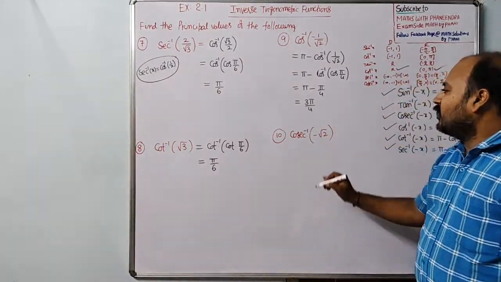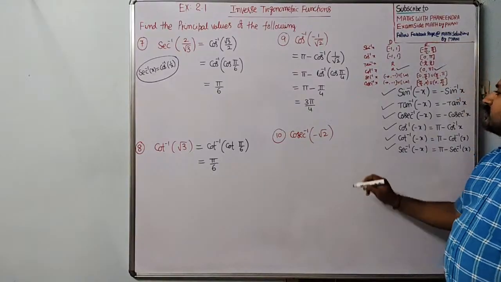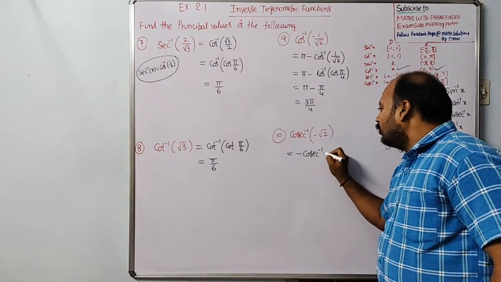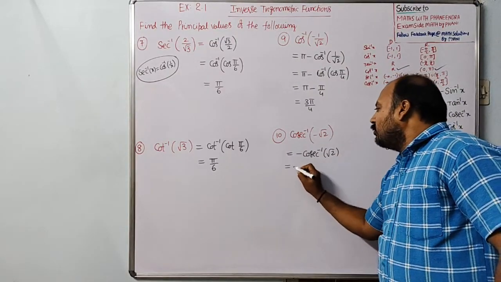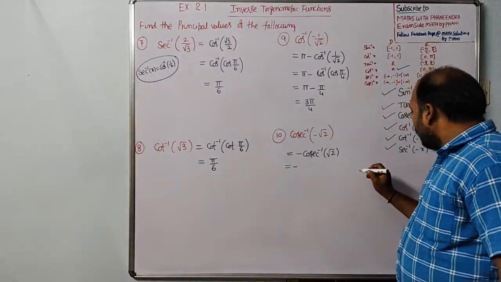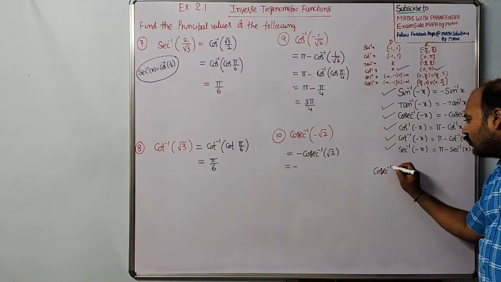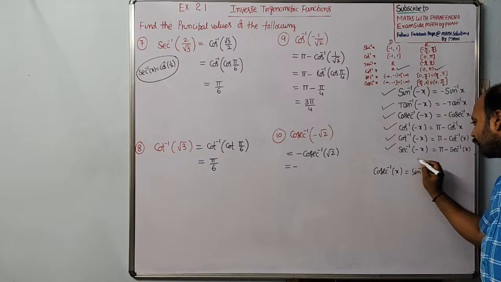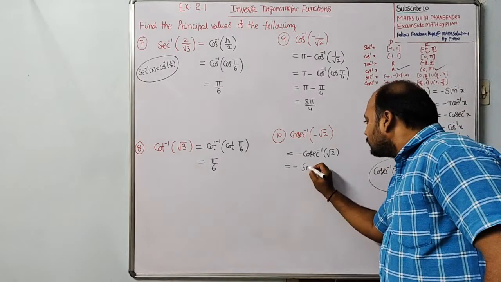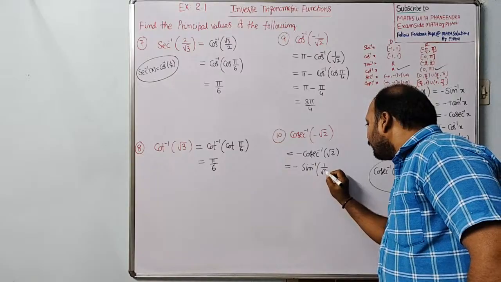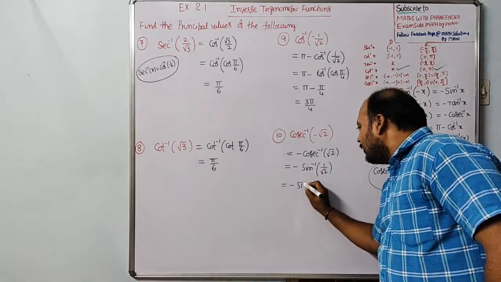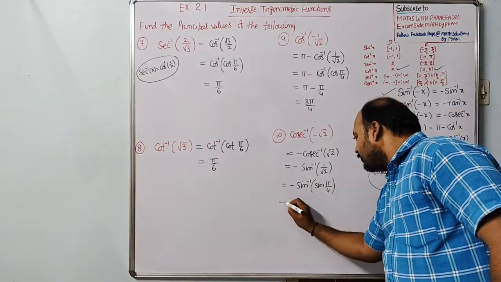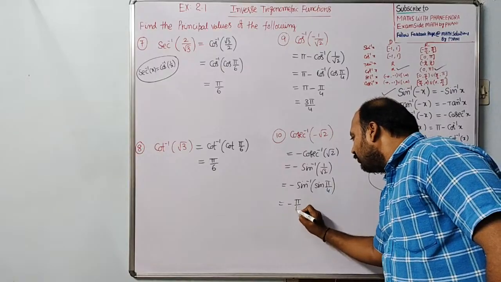Now this one. Cosecant inverse of minus root 2 is minus cosecant inverse of root 2. Here we have a formula: cosecant inverse of x is equal to sine inverse of 1 by x. So sine inverse of 1 by root 2, which is equal to minus sine inverse of sine pi by 4. So which is equal to minus pi by 4.